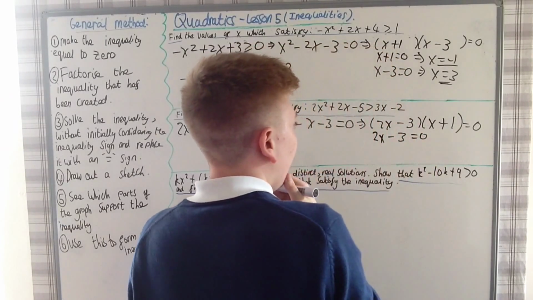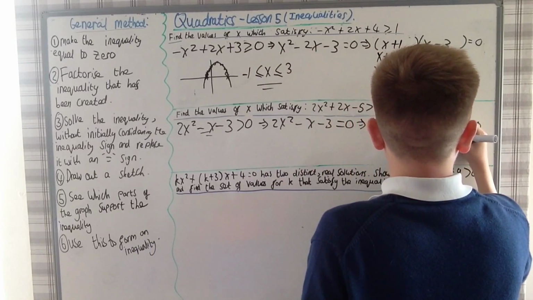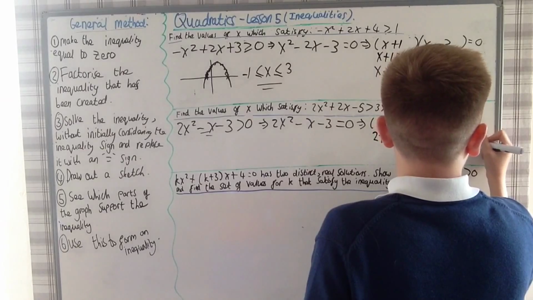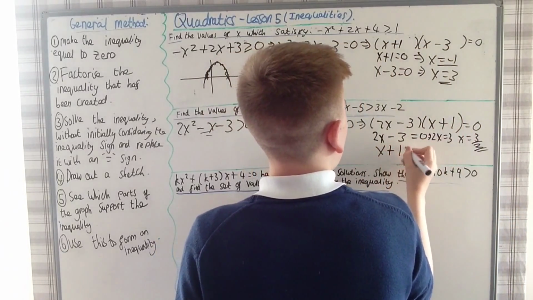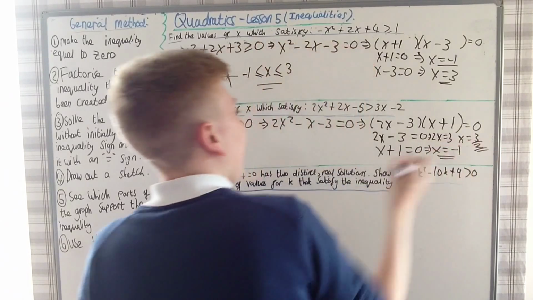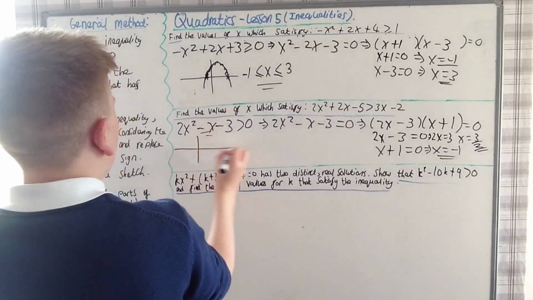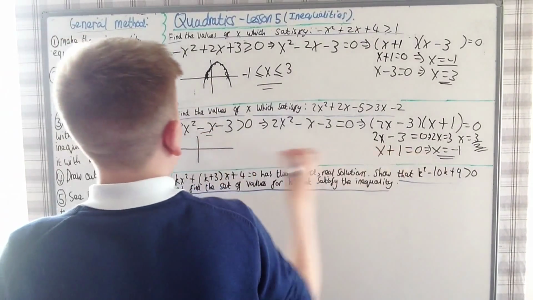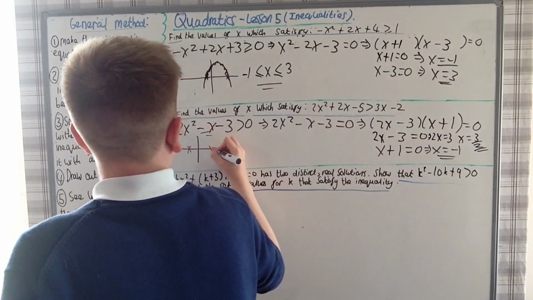2x minus 3 is 0, then 2x must be 3. So x is 3 over 2, 1.5. Now with this bracket, x plus 1 is 0, so x is minus 1. So we get x is minus 1 and x is 3 over 2. We now sketch the quadratic graph. We have minus 1 and positive 1.5.